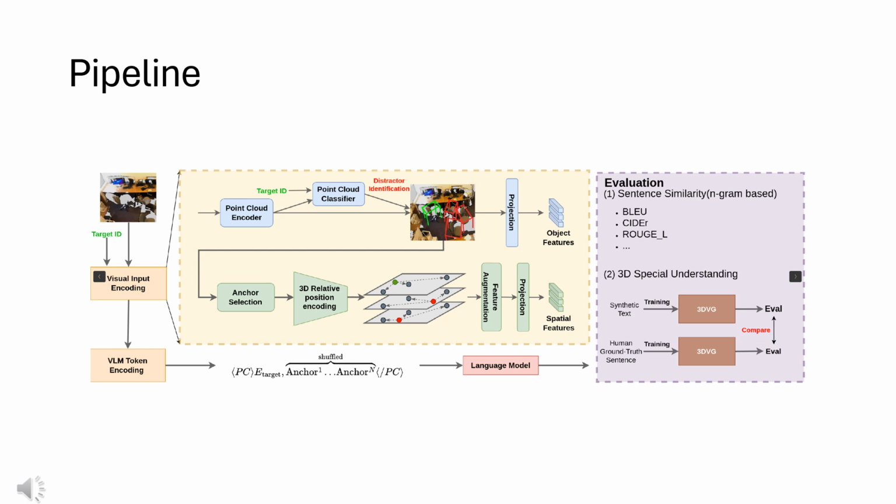Here is our pipeline. To ensure that the generated sentence exclusively describes the target, we first identify all distractors and encode the relative spatial relationships between objects. These visual inputs are then passed through a fine-tuned large language model to generate the final description.